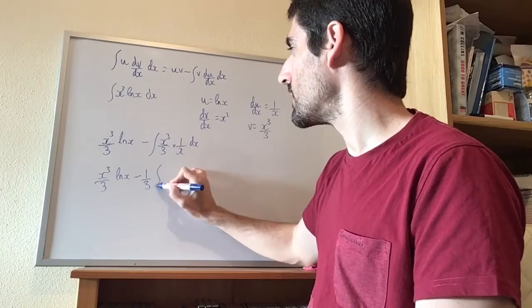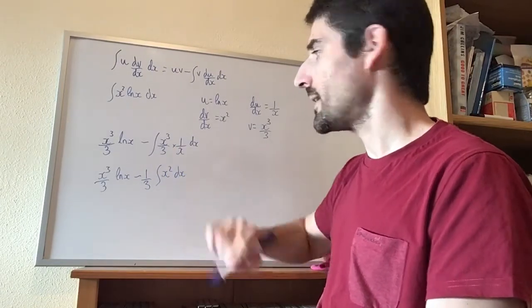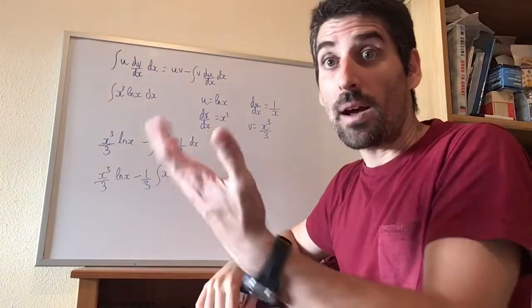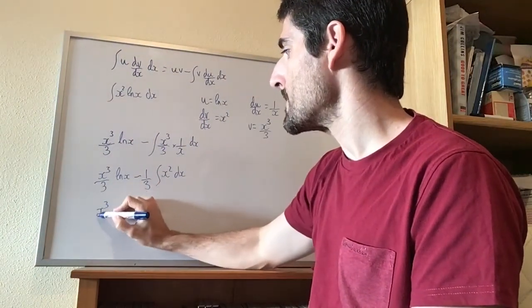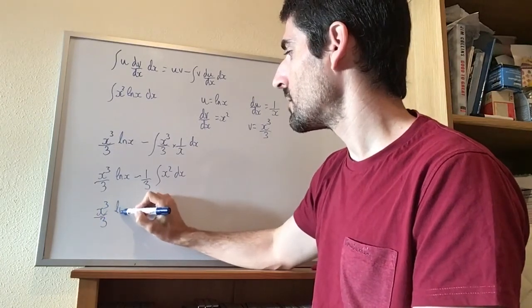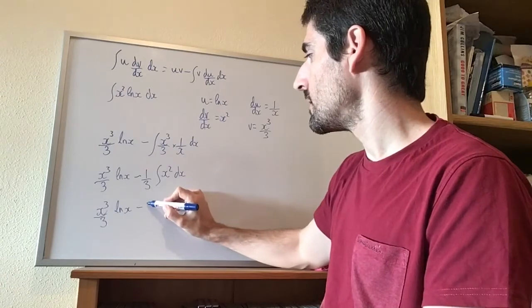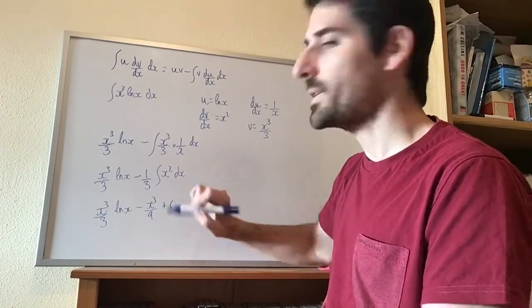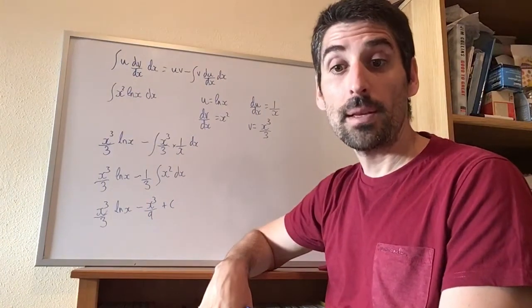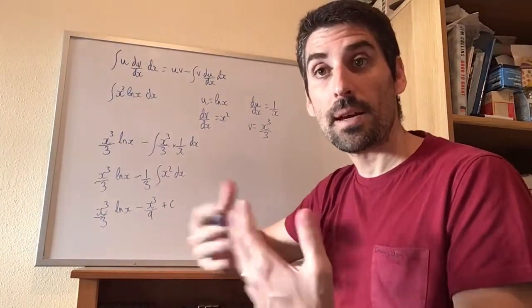1/3 of the integral of x squared dx. And we're there now, x cubed over 3 log x minus x cubed over 9 plus c. And hopefully that makes sense and that's clear enough.